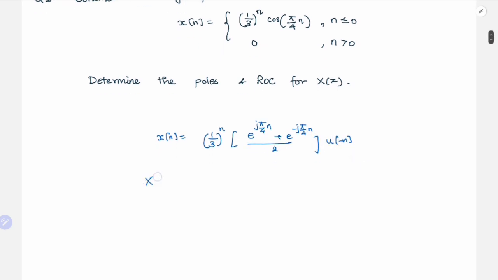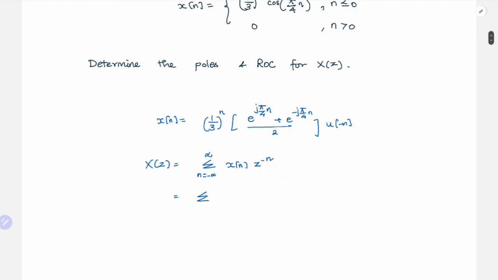So if I try to take the z transform of x of n, I'll have summation n equal to minus infinity to infinity x of n z power minus n. So this will give me summation n equal to minus infinity to 0, 1 by 3 e power j pi by 4 whole power n, and we have a factor of 1 by 2, right? Plus 1 by 2 summation n equal to minus infinity to 0, 1 by 3 e power minus j pi by 4 whole power n z power minus n.